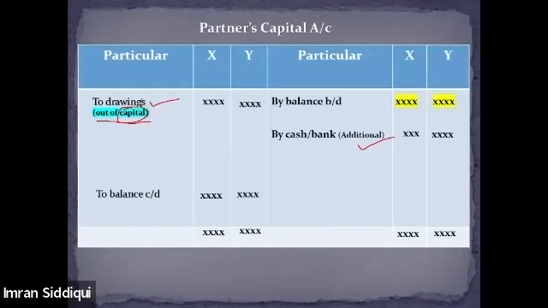Got it, everyone? So basically, when it comes to the partner's capital account, we record only four items if we are following the fixed capital method: opening balance, closing balance, any addition made to capital, and the amount of drawing if drawing were made out of capital.